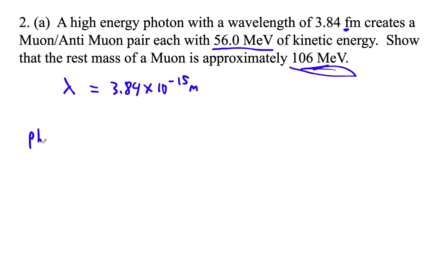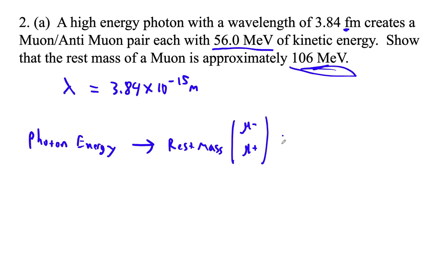So here, this is very much like the photoelectric effect. The photon energy turns into the rest mass of a muon and an anti-muon, plus the kinetic energy of the muons. So it's going to be 56 for that guy and 56 for this guy. Okay, so let's figure out the photon energy. The photon energy is going to be, let's calculate this.